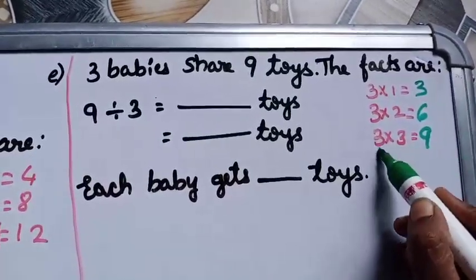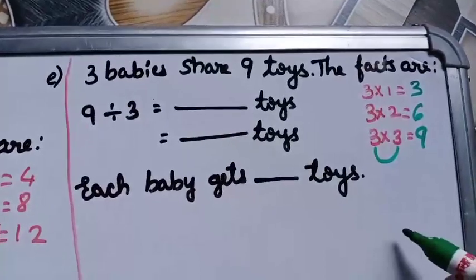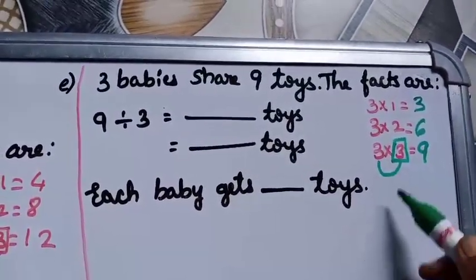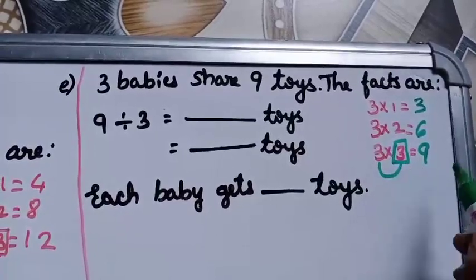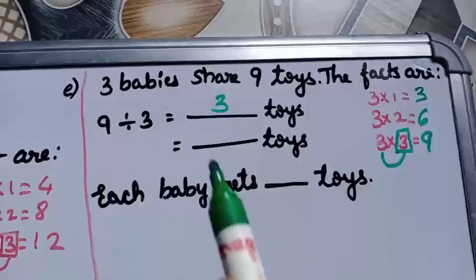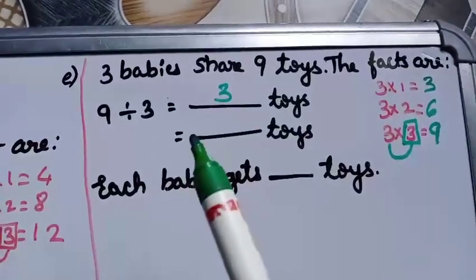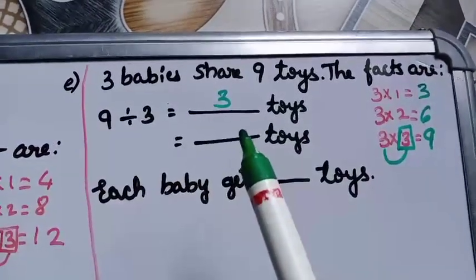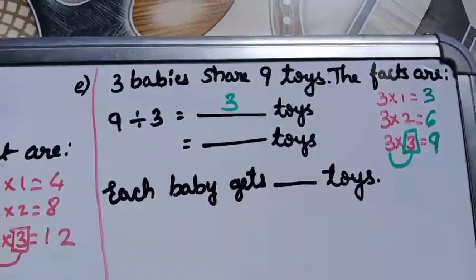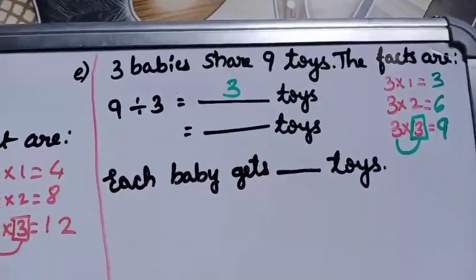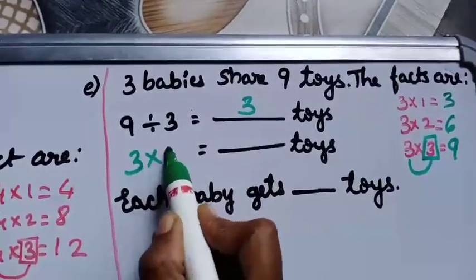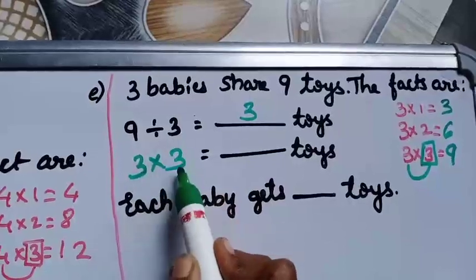Now 3, how much are 9 you got, children? 3 threes are 9. That means the answer is 3. So 9 divided by 3 is equal to 3. So how many toys they got each? 3 toys. Got it? Now we have to check the answer, that is 3 into 3. This 3 and this 3.